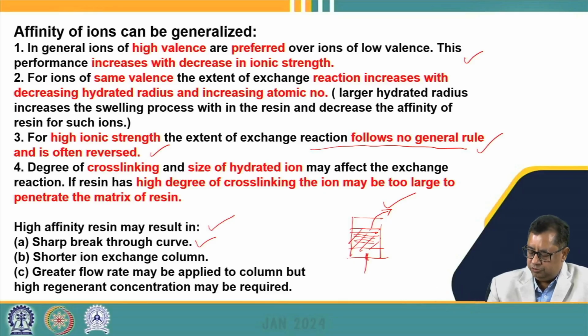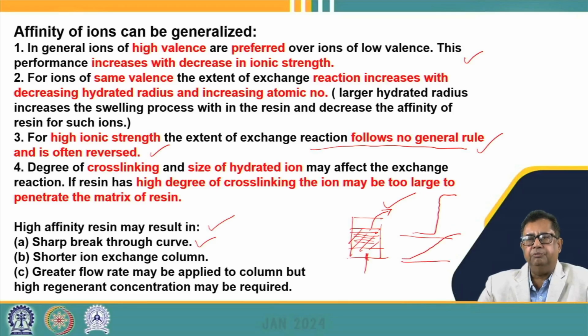So you will find the breakthrough curve just like this, that is, a sudden sharp rise of calcium or magnesium or whatever ions of interest are being removed by the resin, as they start eluting out suddenly and sharply, right? So the breakthrough curve may not be slowly rising, as happens when the affinity of the resin is low, right?